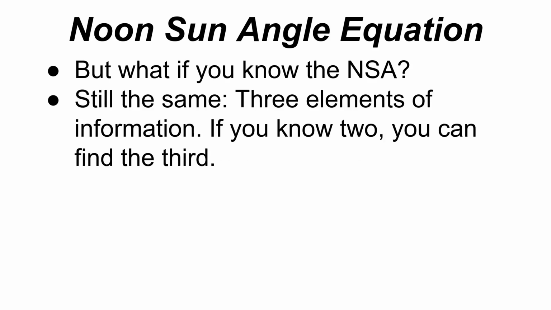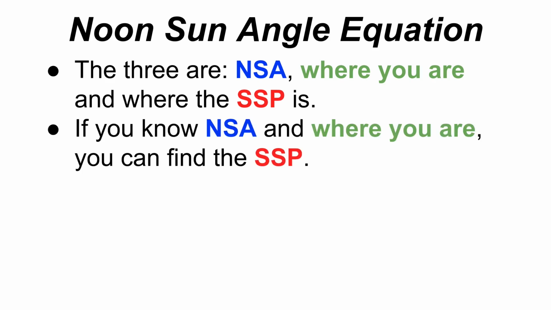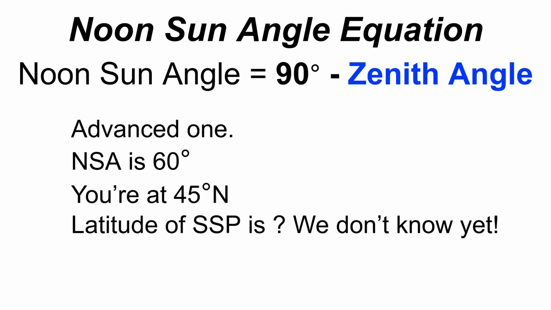How do you know? So there's 3 elements of information. If you know 2, you can find the 3rd. So there's the noon sun angle, where you are, and the subsolar point. If you know the noon sun angle and where you are, you can find the subsolar point. If you know the noon sun angle and the subsolar point, you can find where you are.